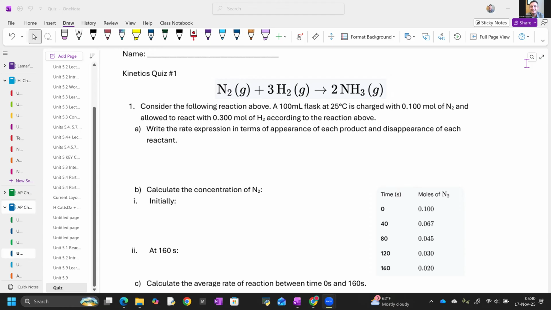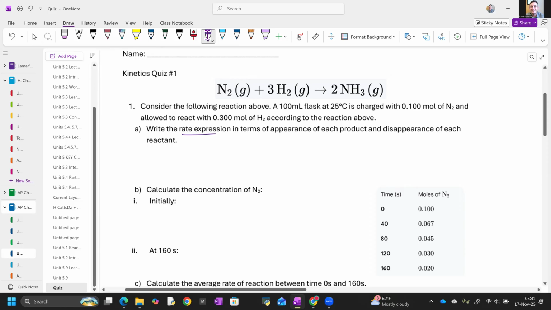We're looking at this year's Kinetics Quiz number one. Consider the following reaction: a 100 milliliter flask at 25 degrees Celsius is charged with 0.1 moles of N2 and allowed to react with 0.3 moles of H2 according to the reaction above. So here we're supposed to write a rate expression. This is not a rate law, but it is a rate expression.